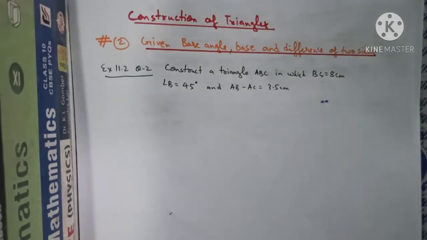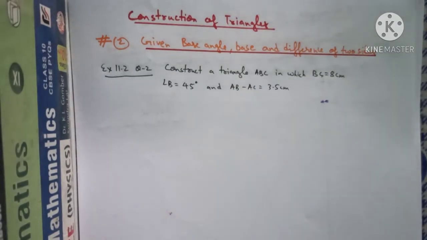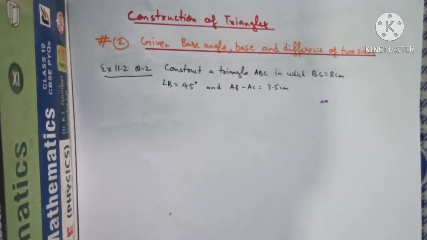Okay, so now we are going to do the second type of question, that is construction of triangles when a base angle is given, base is given, and the difference of two sides is given. First category we have already done, that is question 1 and question 5, exercise 11.2. That is, if one of the base angle is given, base is given, and some of the sides are given. Here we are going to construct a triangle in which base angle is given, base is given, and the difference of two sides is given.